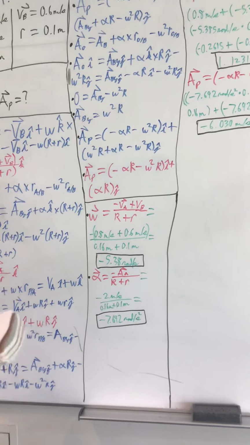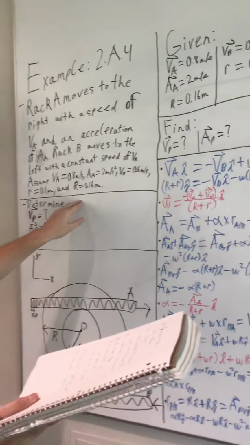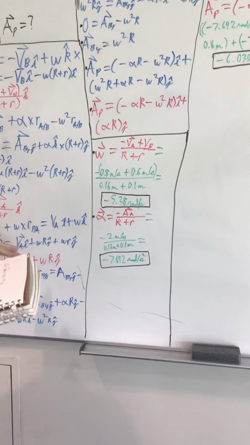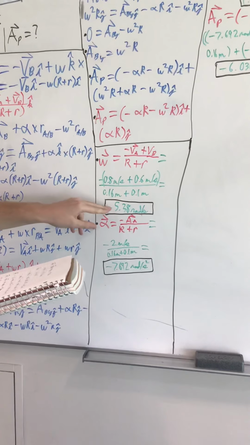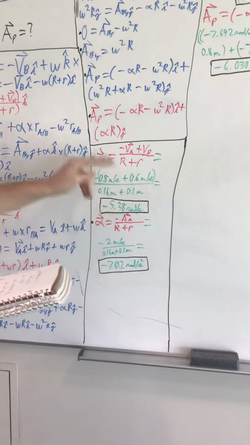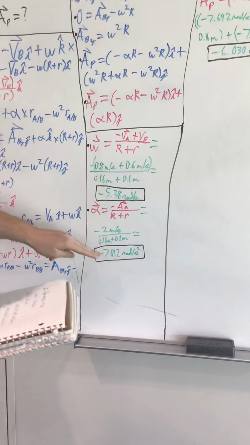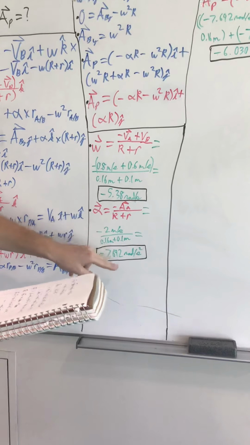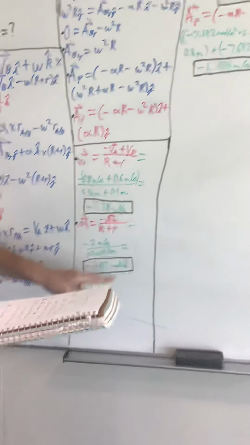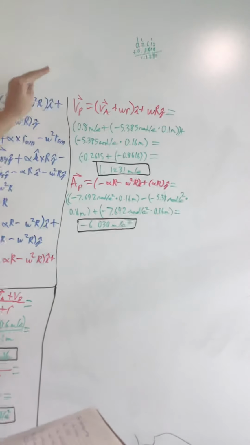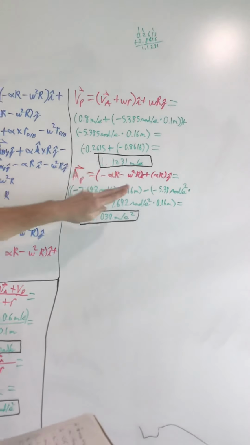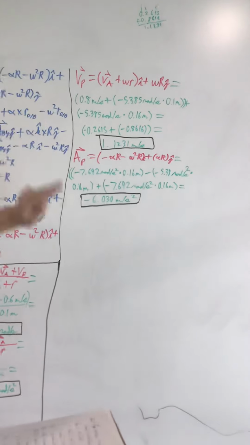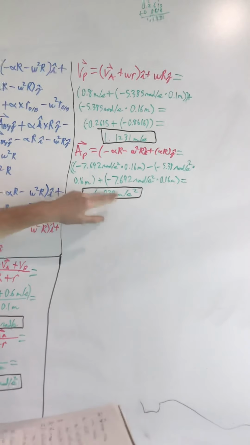Now simply plug in all the variables we were given initially, plus all the variables that we have found before, and what you end up getting is omega equal to negative 5.38 radians per second. Alpha ends up equaling negative 7.962 radians per second squared. Plug those in from the things we found before, finding the velocity of P equal to 1.1231 meters per second, and the acceleration of P equal to negative 6.030 meters per second squared.